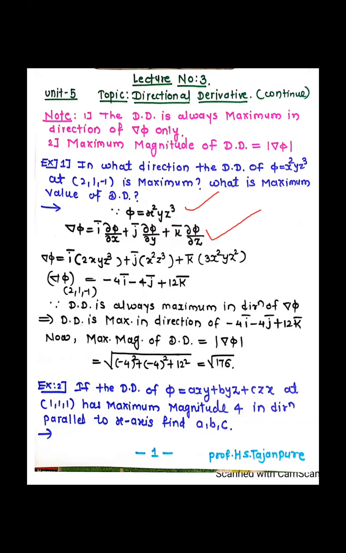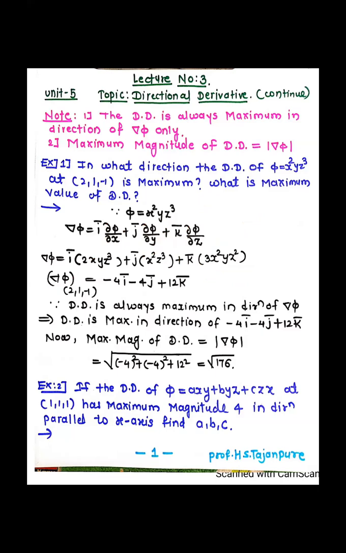Then substitute the values: del phi by del x, del phi by del y, del phi by del z. Just take the derivative. With respect to x, it will be 2xyz cube. With respect to y, the derivative will be x square z cube. And with respect to z, the derivative is 3x square y z square, right? And then put the values 2, 1, minus 1, means x as 2, y as 1, and z as minus 1. So you will get this vector.